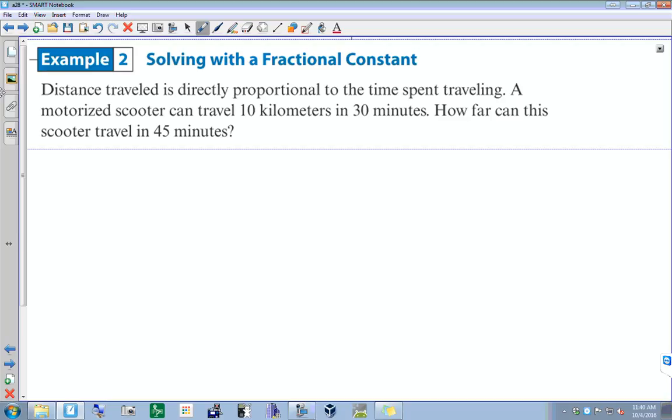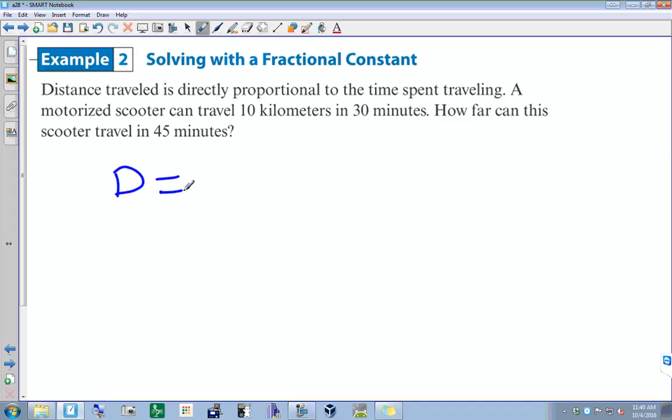So, a motorized scooter can travel 10 kilometers in 30 minutes. How far can the scooter travel in 45 minutes? Well, how fast is he going? We don't know. But remember, we've got the formulas. Distance is equal to the rate multiplied by the time. It's in the form of the ratio.